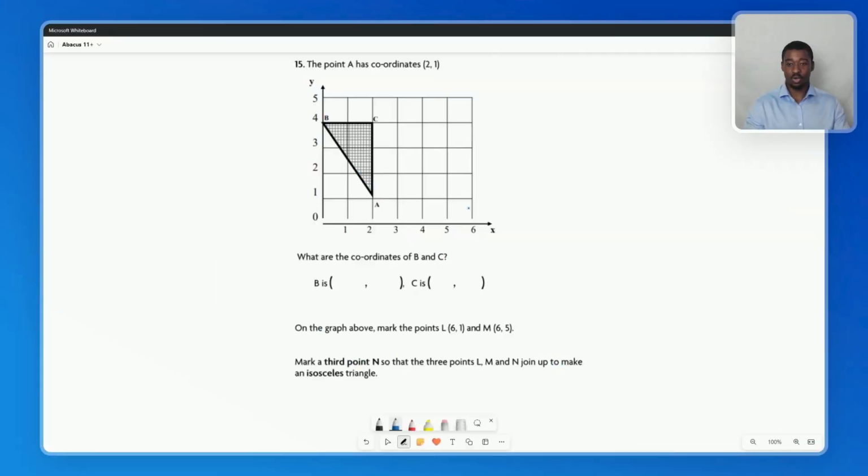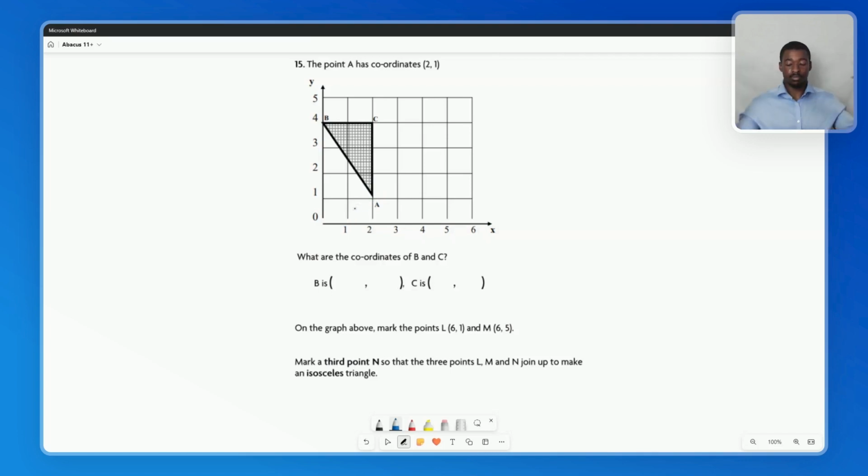Okay, so here we have a coordinates question. So let's try and dig into this right now. Point A has the coordinates 2, 1, and we can see that 2 across, 1 up. That's point A. What are the coordinates of B and C?